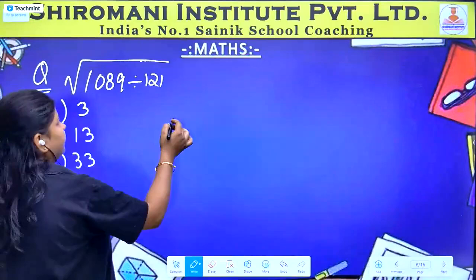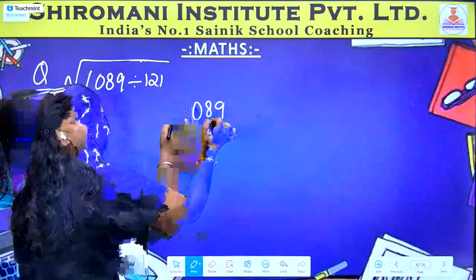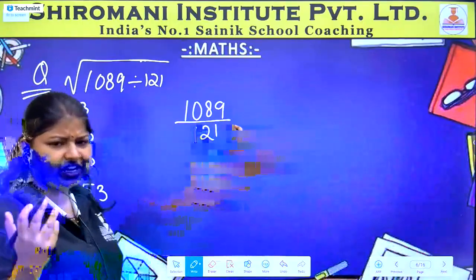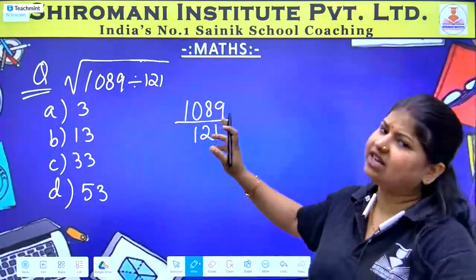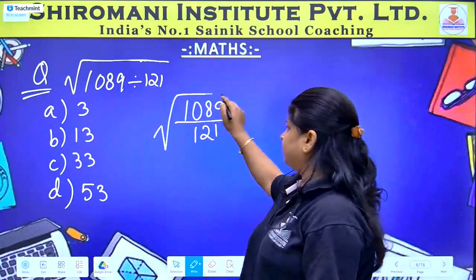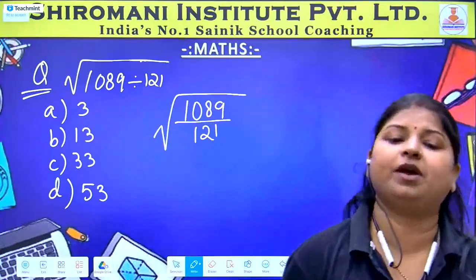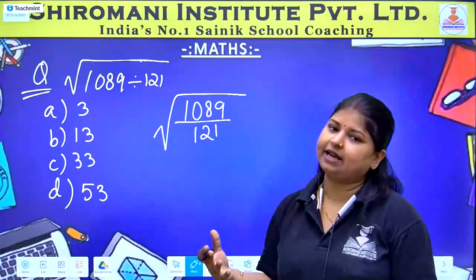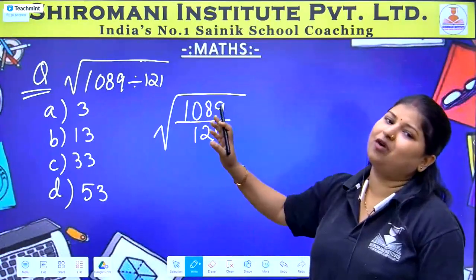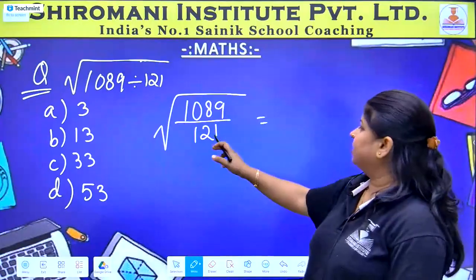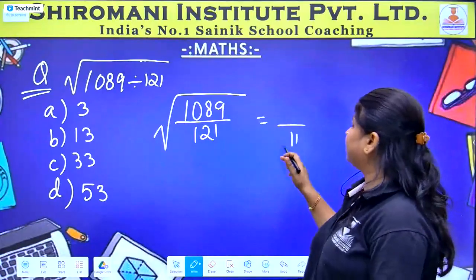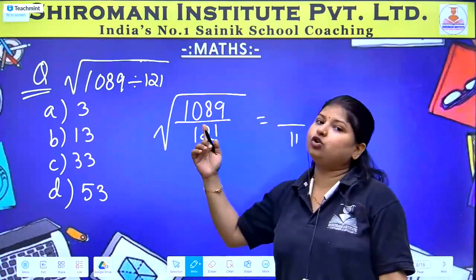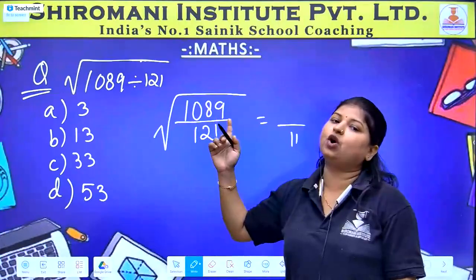See, it's 1089, and this divided means what? Divided means by. So you can write 1089 upon 121. Now you have to find out the square root of 1089, because the square root of 121 is 11. We know that. We have learned it and done so many of them. But I don't know the square root of 1089.